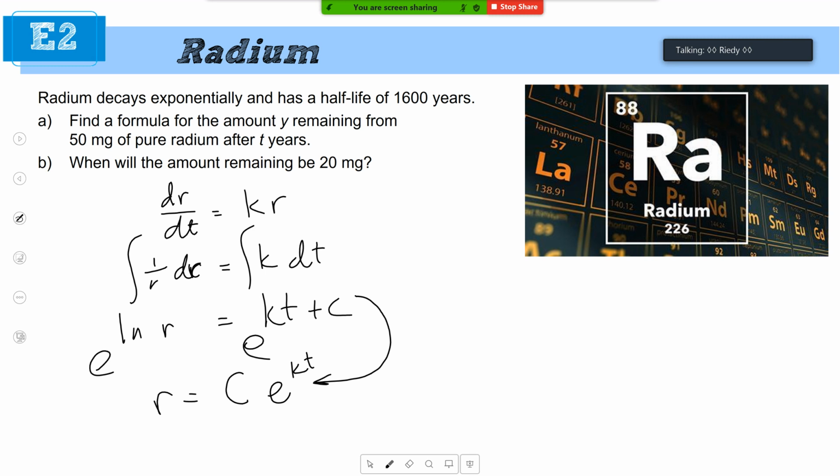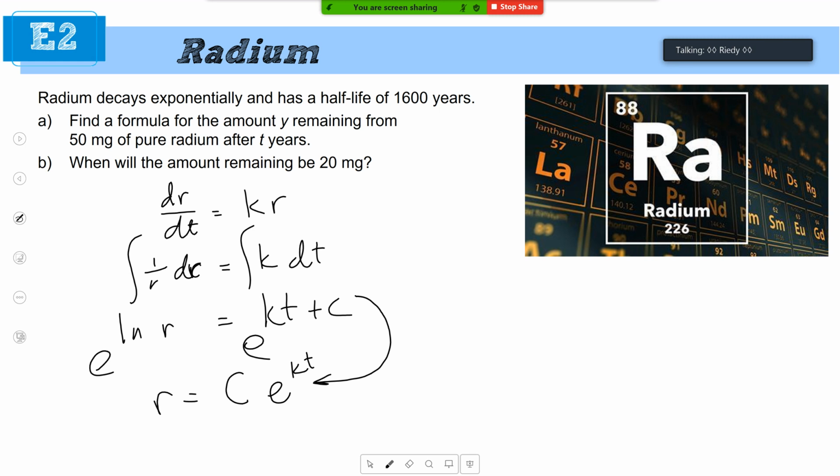Question? Yeah, I didn't ask last time, but why does the antiderivative of k just equal kt? Because the variable is t. So think of that k as like 2. The antiderivative of 2 is 2x. Oh, okay. Even though it's just a constant? Correct. The antiderivative of a constant is a linear term.